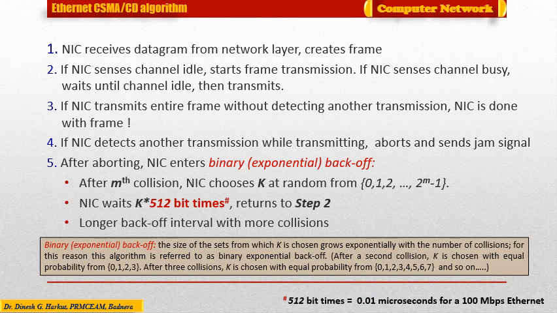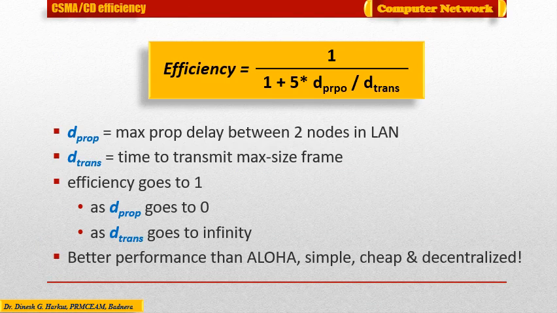Thus, the size of the set from which the value of k is chosen grows exponentially with the number of collisions. For this reason, this algorithm is referred to as the binary exponential backoff algorithm. When only one node has a frame to send, the node can transmit at the full channel rate. For example, for Ethernet, typical rates may be 10 Mbps or 100 Mbps or 1 Gbps. However, if many nodes have a frame to transmit, the effective transmission rate of the channel can be much less.